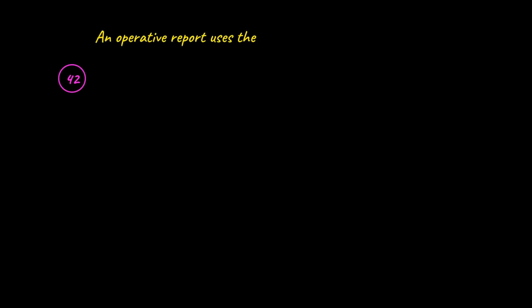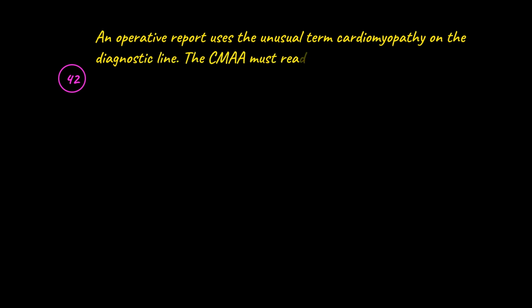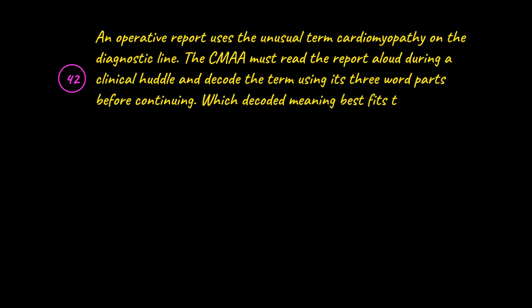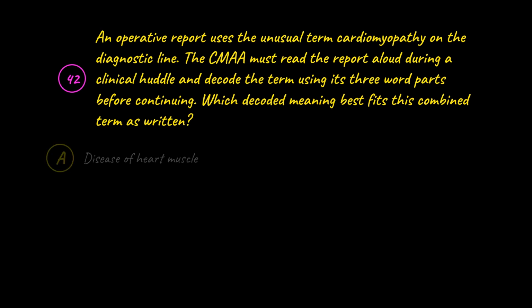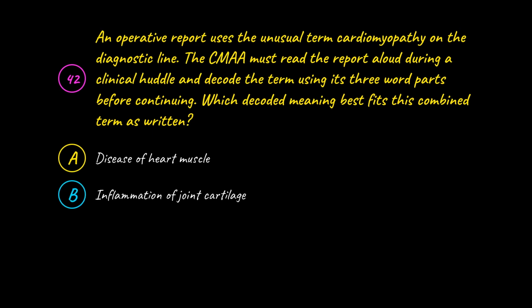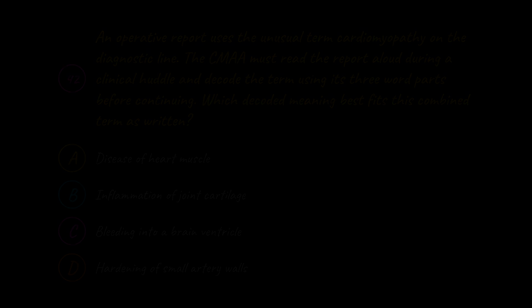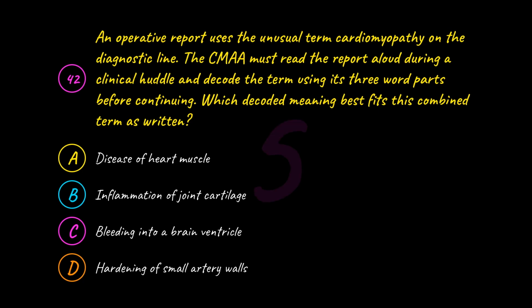Question 42. An operative report uses the unusual term cardiomyopathy on the diagnostic line. The CMAA must read the report aloud during a clinical huddle and decode the term using its three-word parts before continuing. Which decoded meaning best fits this combined term as written? Your options are A. Disease of heart muscle, B. Inflammation of joint cartilage, C. Bleeding into a brain ventricle, D. Hardening of small artery walls. Take a second. Which answer would you pick?